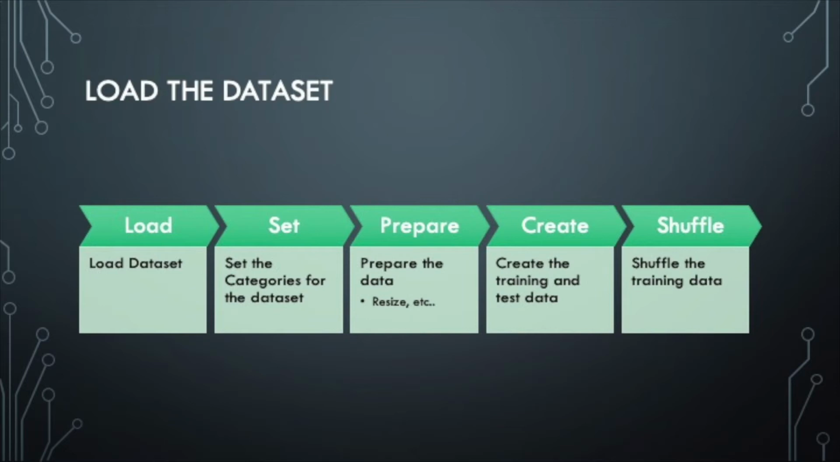Then we need to create test and training data. The test data will be a subset of images from the data set to validate your images. Note, test data should not be included in your training data. Then we need to shuffle the data so that the model does not overfit. That means that it is overtrained on a specific piece of data.